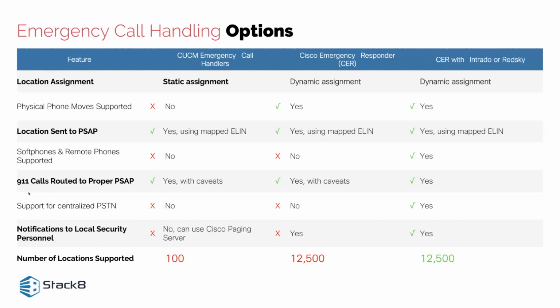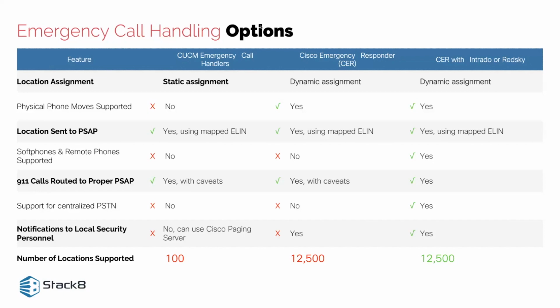And if a 911 call is being made, them having again all the backend connections to every single public safety operators, they're going to be able to redirect that call based on the physical location of the remote worker. So it's basically with pairing Cisco Emergency Responder, which is of course a Cisco product, with a third-party service from Intrado and Red Sky, and CER supports those two organizations natively. It's all built into CER.